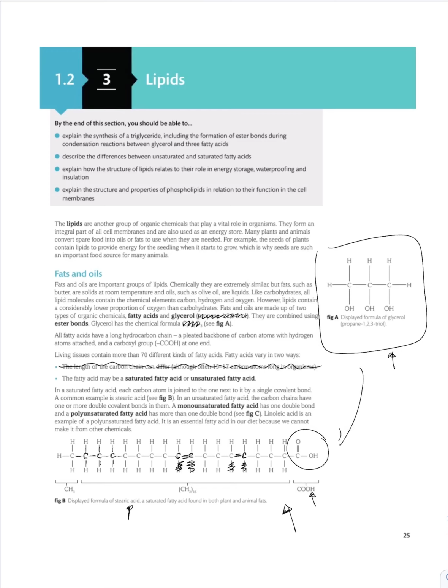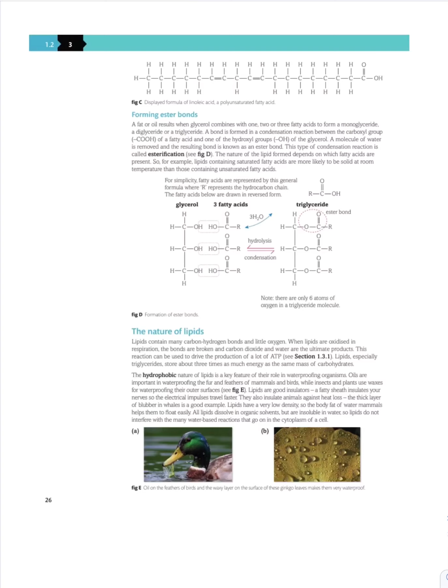When a fatty acid and a glycerol are bonded together, the bond created is called an ester bond. In carbohydrates, it was a glycosidic bond, and now we're learning about ester bonds. And they've displayed it here again. Forming ester bonds. A fat or oil results when glycerol combines with 1, 2, or 3 fatty acids to form a monoglyceride, a diglyceride, or a triglyceride. This is what we're focusing on, triglycerides.